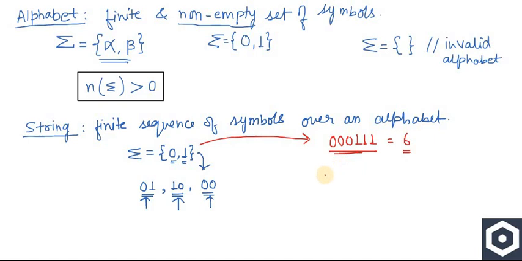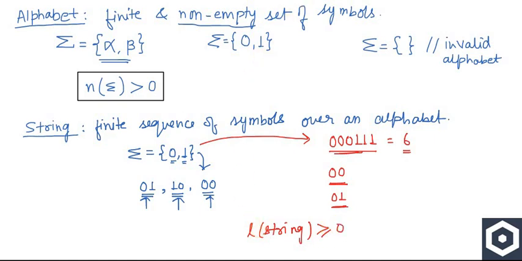So in a string, the length can be 0, 1, 2 or anything. Like suppose that I am writing 0, 0. So this string has length 2. I am writing 0, 1. This string also has length 2. So the length of a string can be greater than or equal to 0.